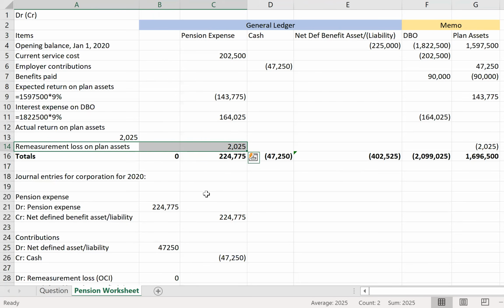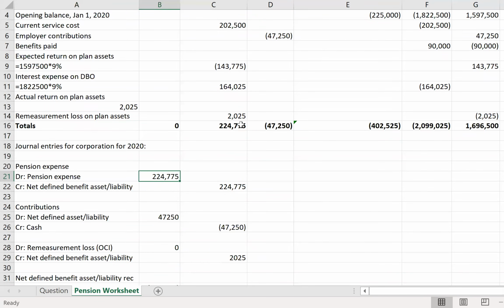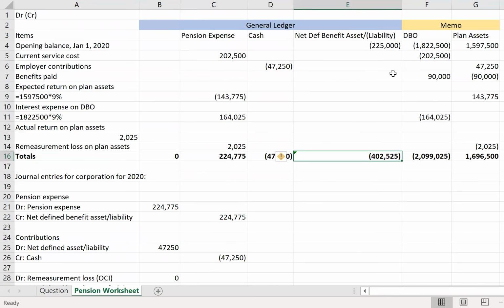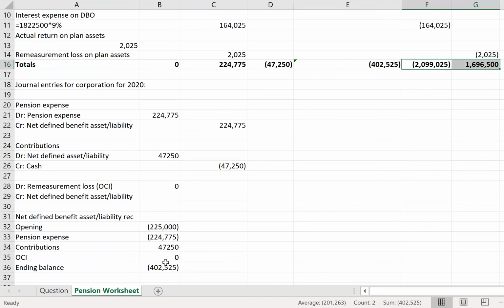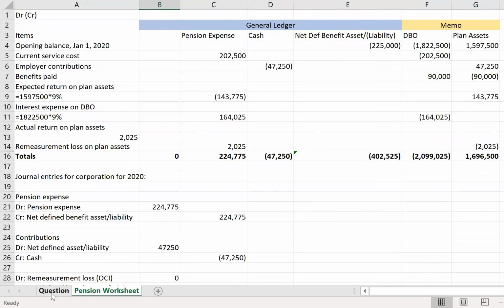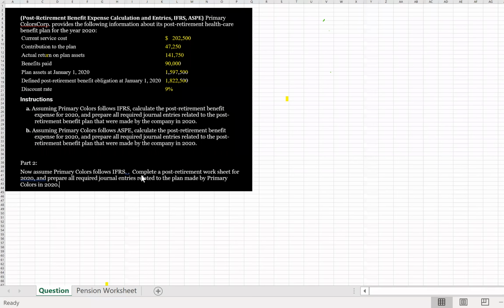So if we look at our journal entries, the only difference that we have is that now our pension expense, and because I linked the formulas, it's already updated, is 224,775 going through our pension expense. Our net defined asset and liability is the same. Of course, this amount goes away. There's no OCI entry. And now our surplus and deficit, of course, is the same, because all we've done is move what went through OCI into pension expense. So we still bounce back to the same figure. And that is what it would look like under ASPE. And you've got the journal entries updated under ASPE as well.